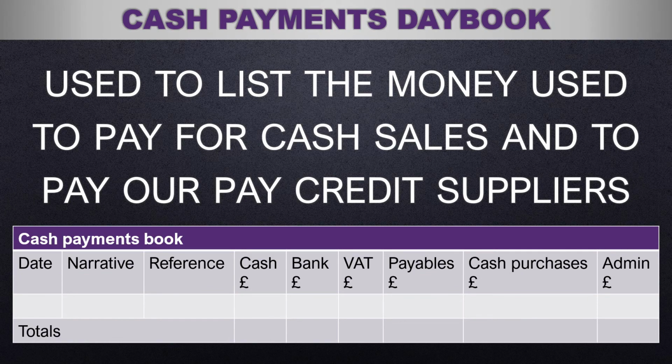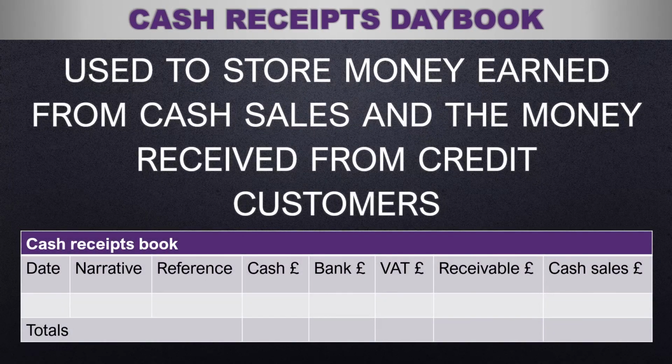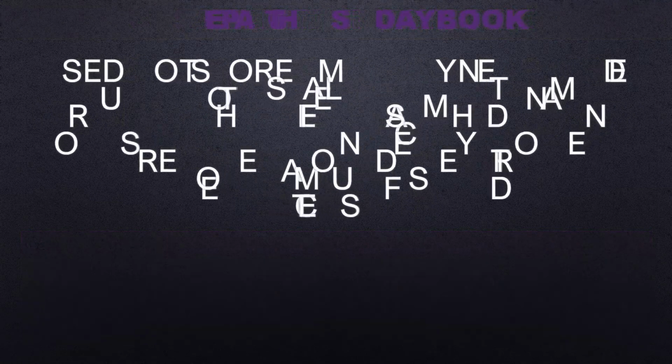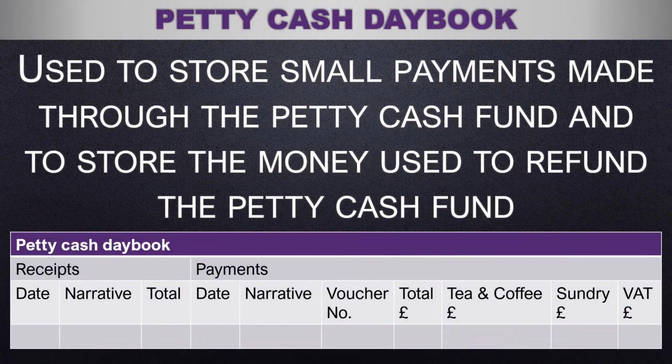Now to the Cash Payments Daybook. The Cash Payments Daybook is used to list the money used to pay for cash purchases and to pay our credit suppliers. The Cash Receipt Daybook is used to store money earned from the cash sales and the money received from credit customers. Now let's discuss the Petty Cash Daybook. The Petty Cash Daybook is used to store small payments made from the Petty Cash Fund and to store money used to refund the Petty Cash Fund.